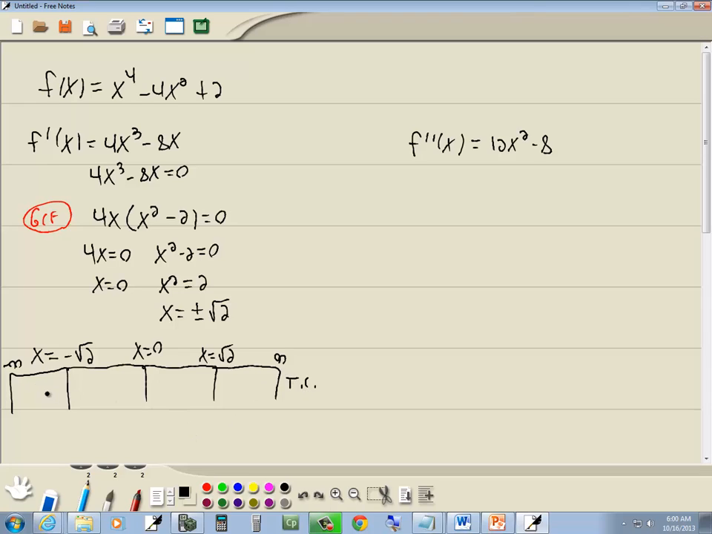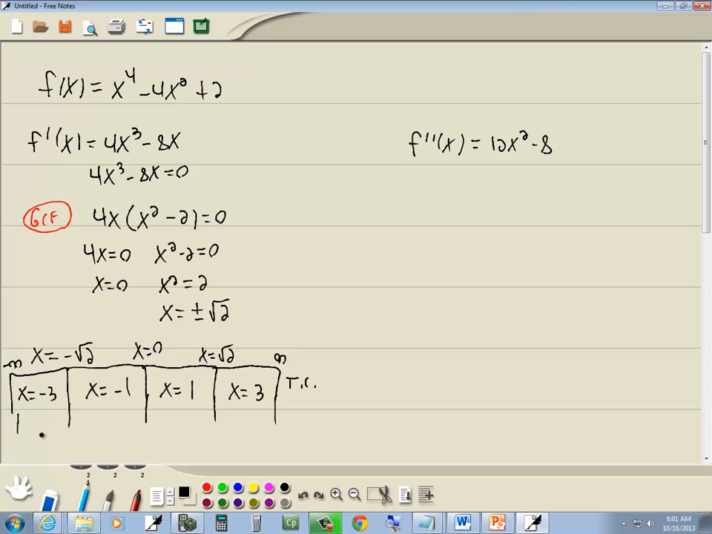Now we want to choose test cases. I want to choose something between, boy, that seems weird how that came out. It didn't come out nice at all. Let me double check myself real quick here. Yeah, that looks right. Okay. We want to choose something between negative infinity and negative square root of 2. Negative square root of 2 is negative 1 point something, so let me put in negative 3. We want something between negative square root of 2 and 0, like negative 1. Something between 0 and square root of 2, like 1. And something greater than square root of 2, like 3 or 4.